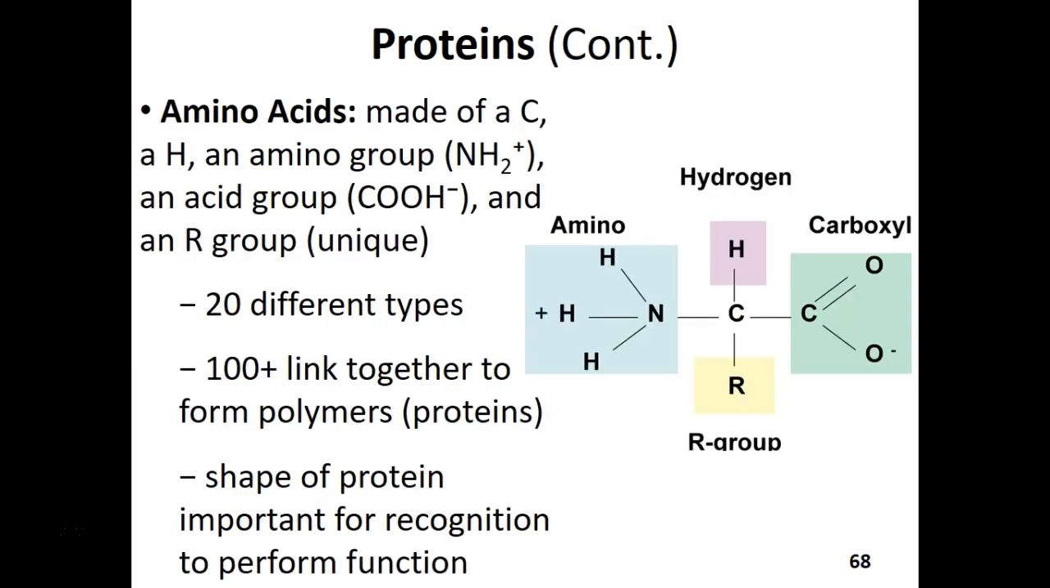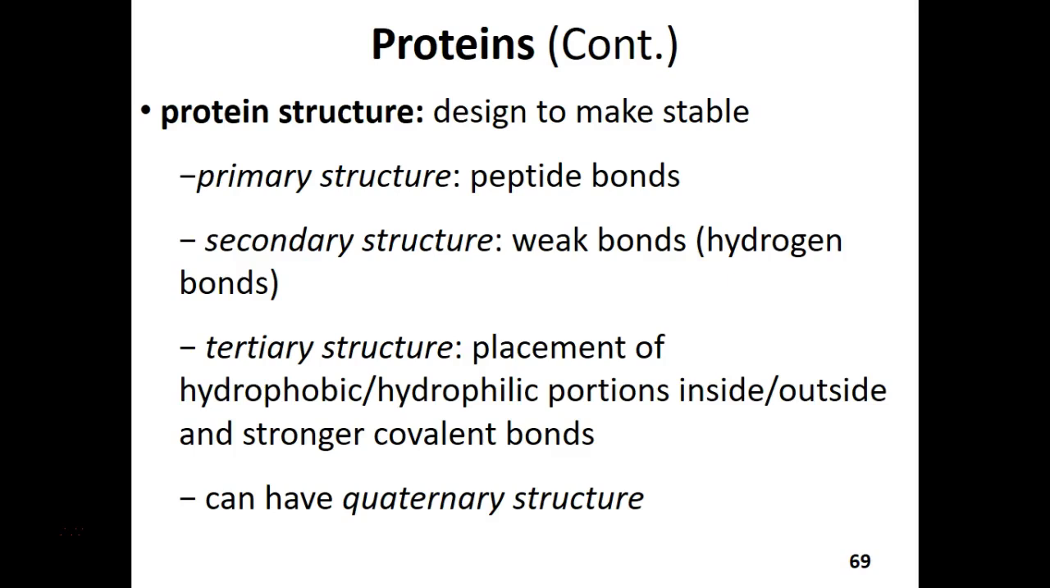So this is a basic, very generic amino acid. All amino acids have the same amine group. They have a central carbon with a hydrogen on it, and then they have a carboxyl group. The thing that changes in all proteins is this R group. This R group is what makes each amino acid different. There are 20 different amino acids, and they can link together in multiple ways to make different proteins, all the proteins of our body. Protein structure is what determines its function.